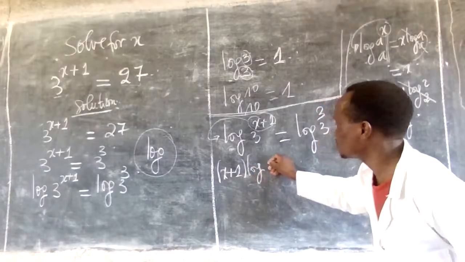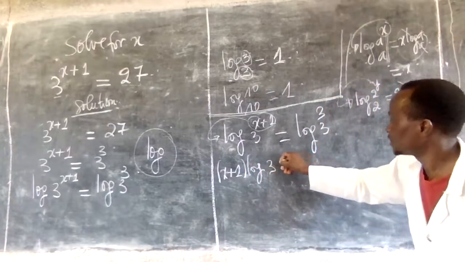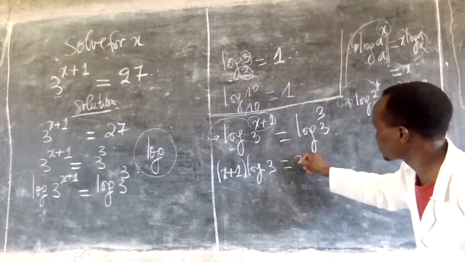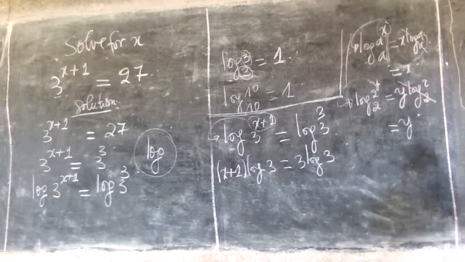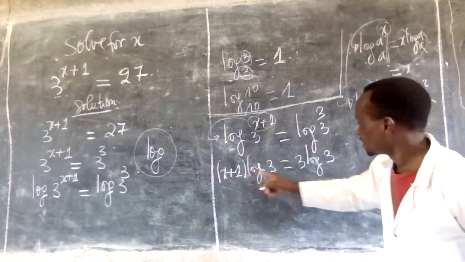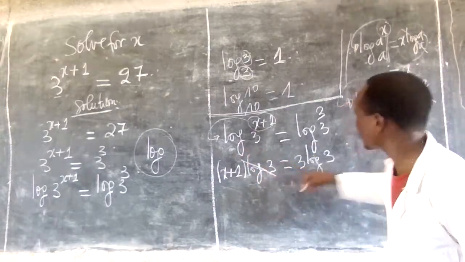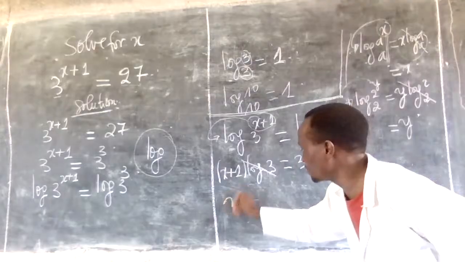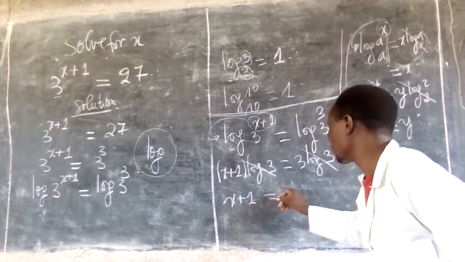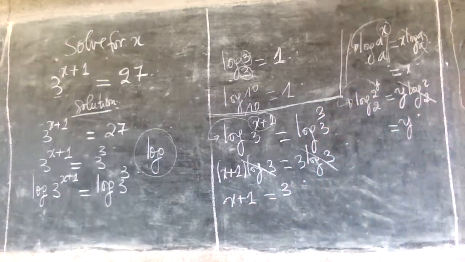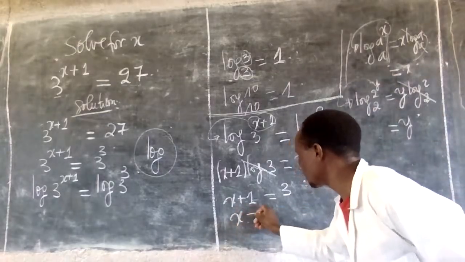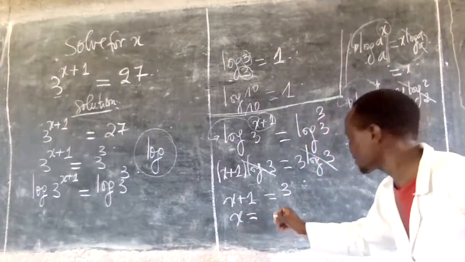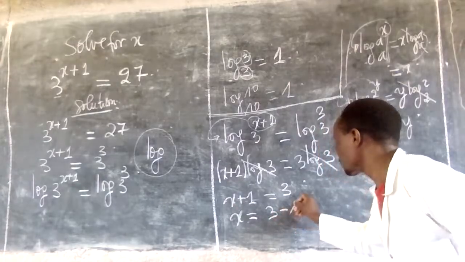Log of 3 equals 3 log of this is 3. You see? Now here, these are the same. You should do this one and remain with x plus 1 is equal to this number 3. Then the value of x will be 3 minus 1.